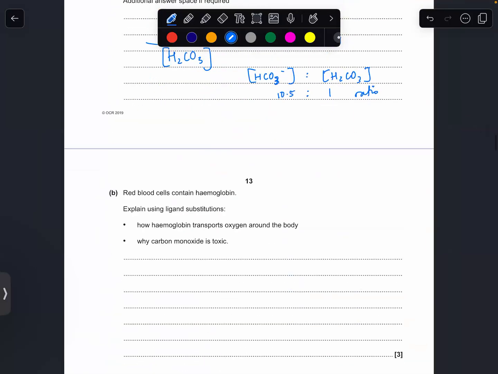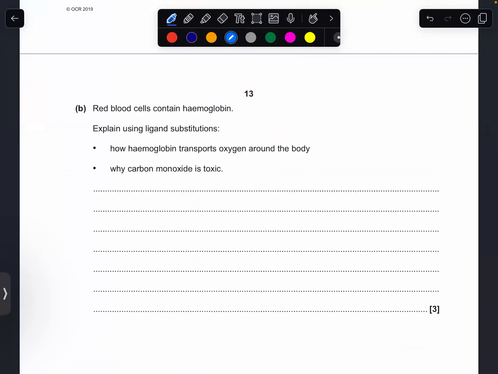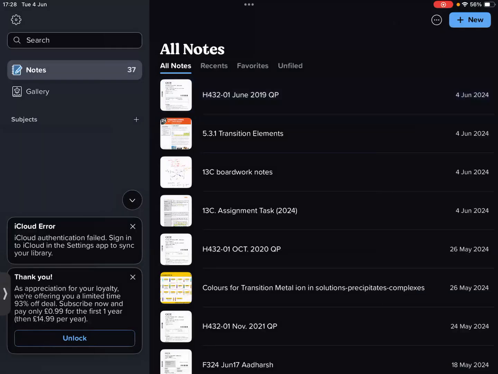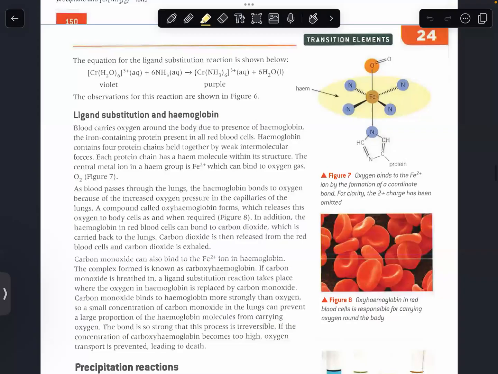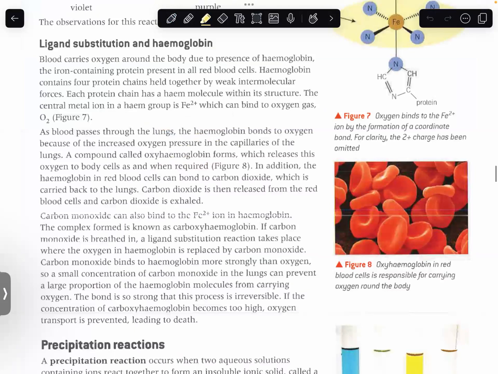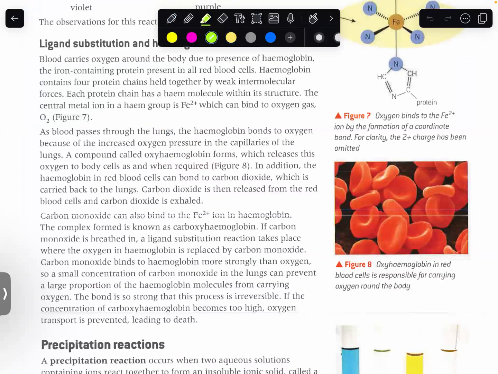The next question is asking you: red blood cells contain hemoglobin. Explain, using ligand substitution, how hemoglobin transports oxygen and why carbon monoxide is toxic. Before we even answer this, it might be good to refer back to the textbook under this section. You can pause it here to have a read. Blood carries oxygen around the body due to the presence of hemoglobin, the iron-containing protein present in all red blood cells. Hemoglobin contains 4 protein chains held together by weak intermolecular forces. Each protein chain has a heme group. The central metal ion of the heme group, Fe2+, can bind to oxygen gas.